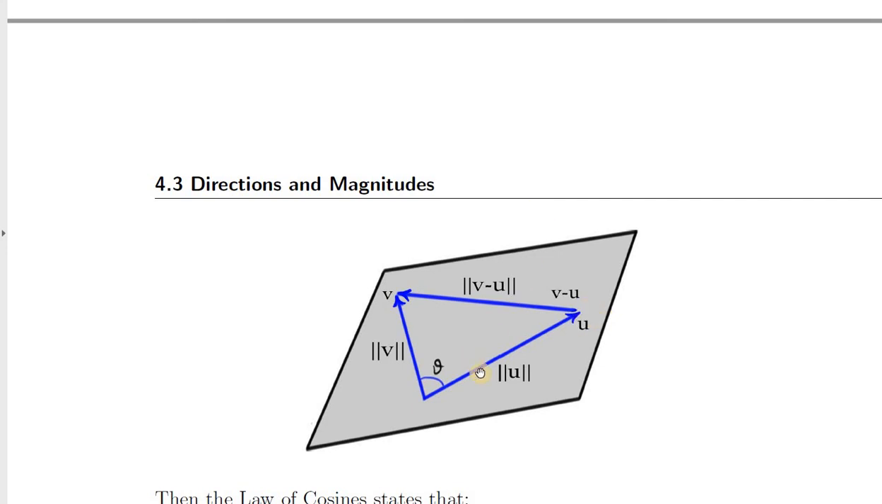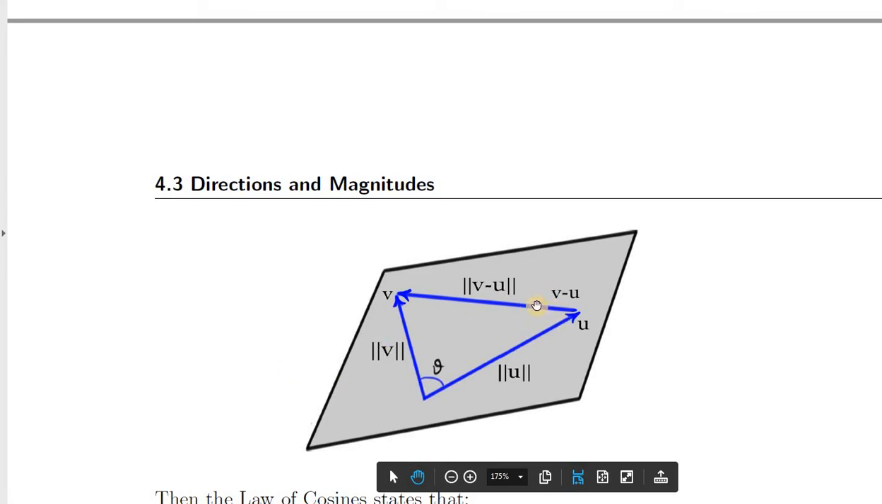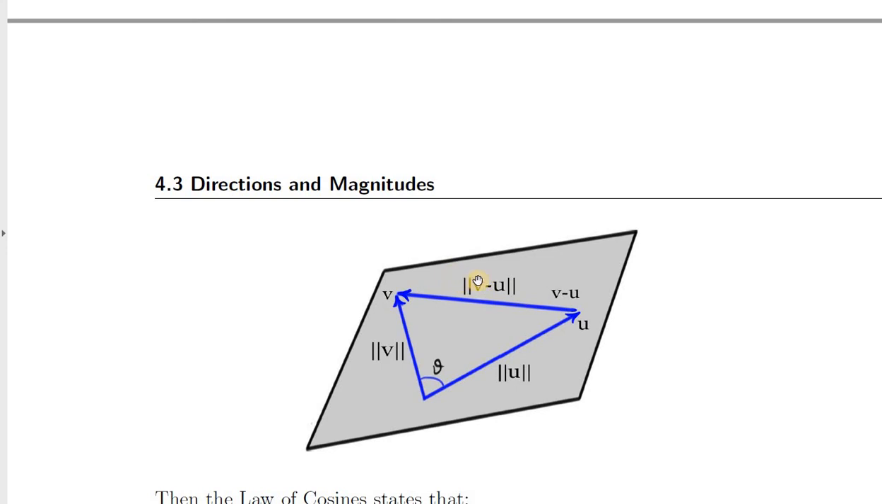Now it's v minus u because what you're actually doing to get this vector is you go along v and then go minus u, which is the negative of this. Then you end up with a vector that's exactly parallel to this one. Okay, so this is v minus u. And this is the length of v minus u.